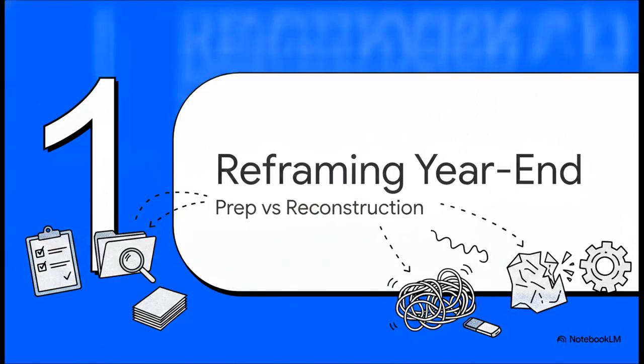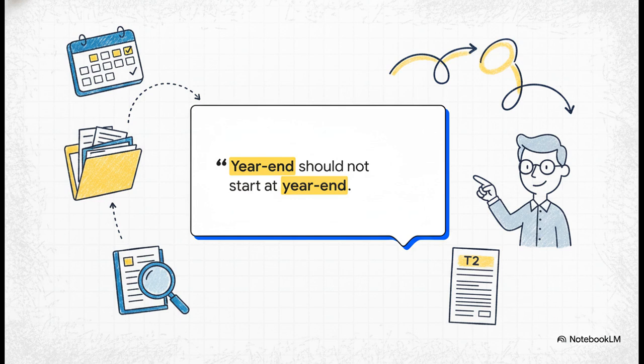Okay, Section 1, reframing corporate year-end, preparation over reconstruction. Let's lower the stakes a bit and change how we think about this whole process. The crucial takeaway here is that year-end should not start at year-end. Your goal is absolutely not to prepare the T2 corporate tax return yourself. No way! The real goal is simply to organize your records so that a professional review is faster, smoother, and frankly, cheaper. You aren't trying to reconstruct history, you're just confirming the story your records are already telling.